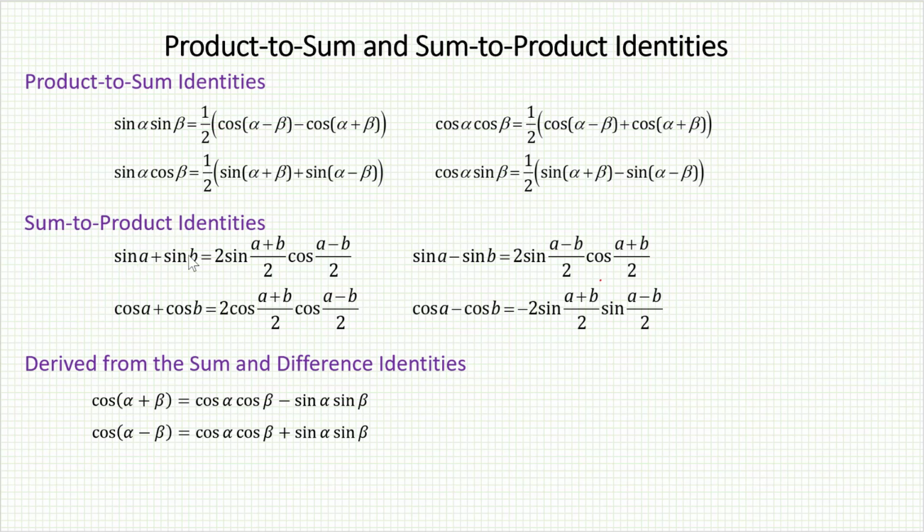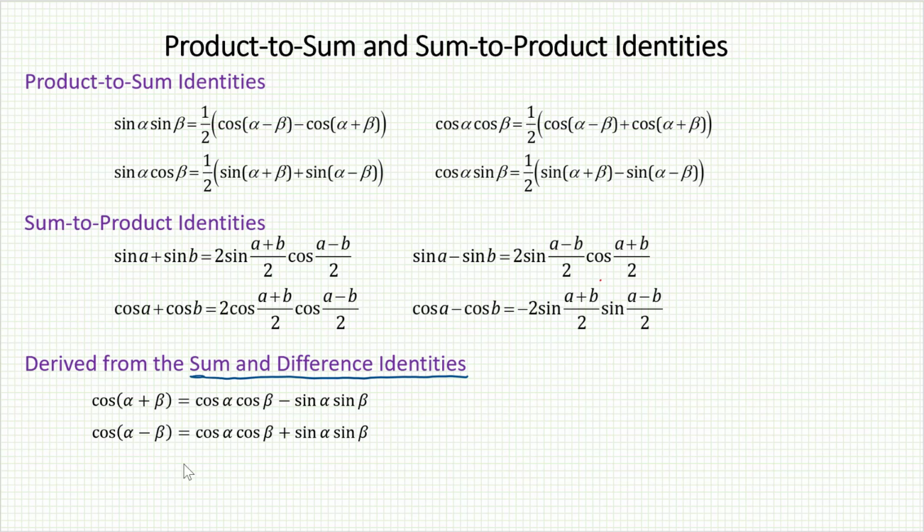So if you have the sum or difference of two trig functions, you can rewrite that as a product of a couple of trig functions. This first one, sine of a first angle plus sine of a second angle, can be rewritten as the product of a sine ratio and a cosine ratio. So where do these identities come from? Well, the answer is they come from our sum and difference identities.